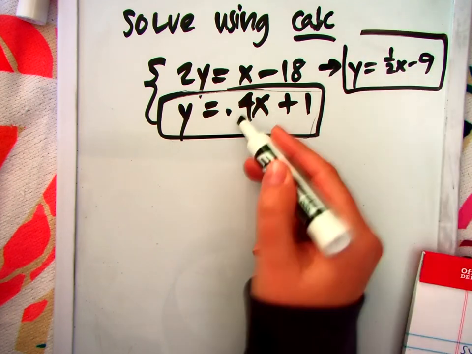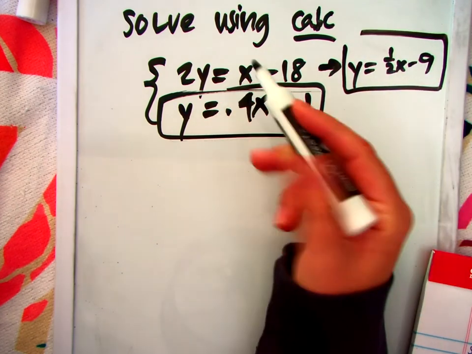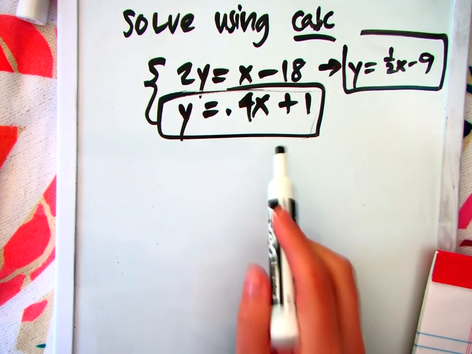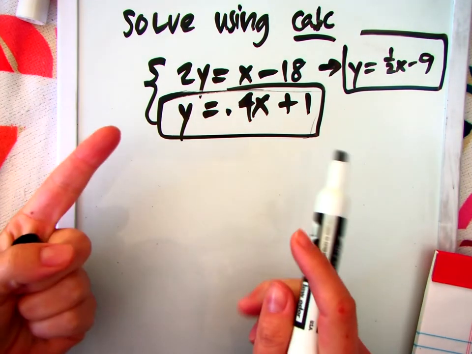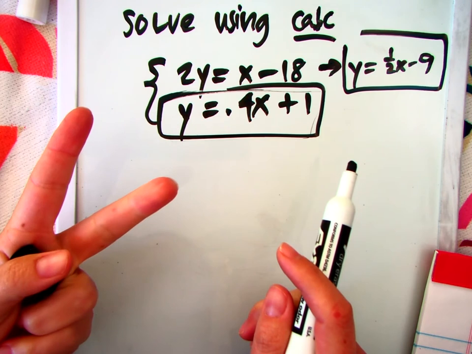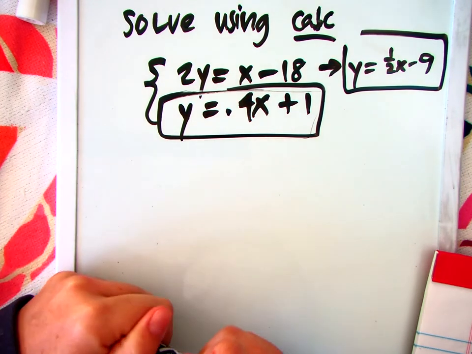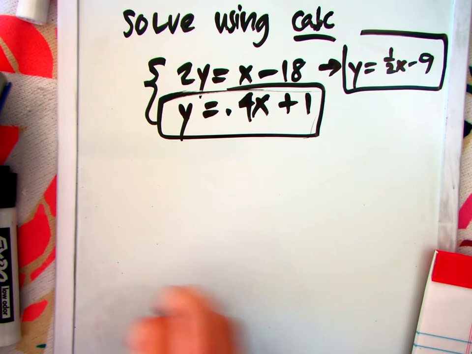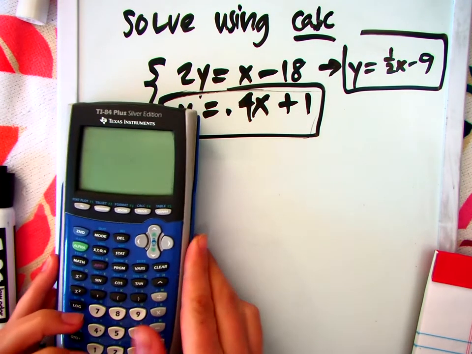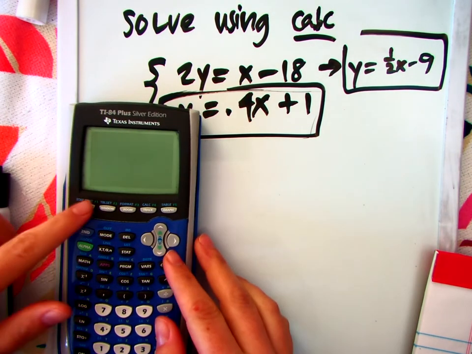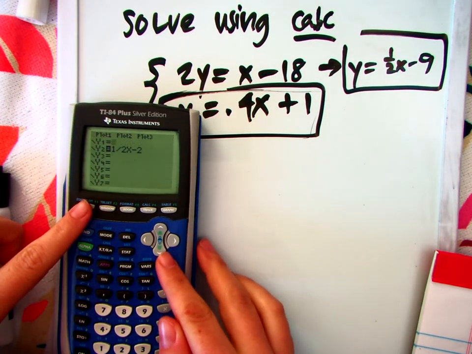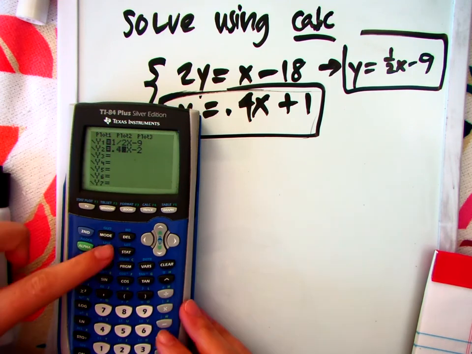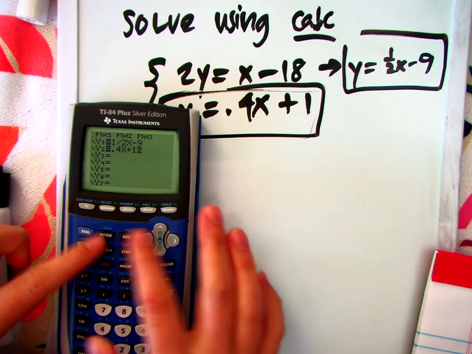So I can tell that these have different slopes, and that means that this system is not going to be coincident or inconsistent. Both of those times, because it was a linear system, their slopes had to be the same, and then with the added part of having the same y-intercept if it was going to be the exact same line. Okay, so 1/2 x minus 9 and 0.4x plus 1.